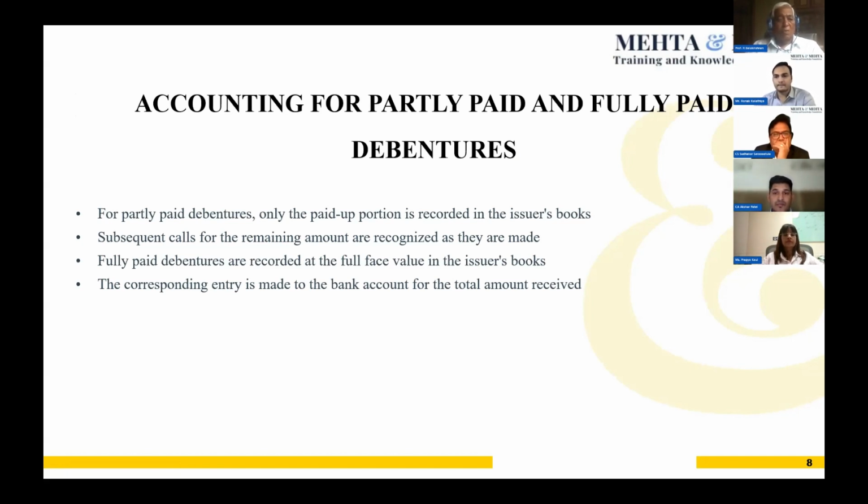Whenever the company issues a debenture, they are issued at par or sometimes at a premium or sometimes at a discount. So there are different accounting treatments for all the different kinds of issues.